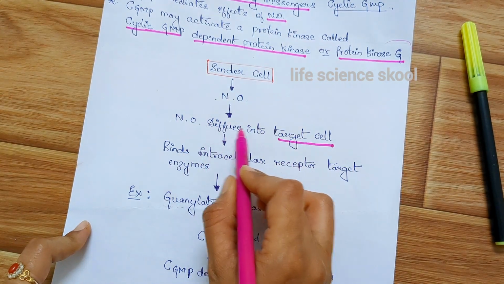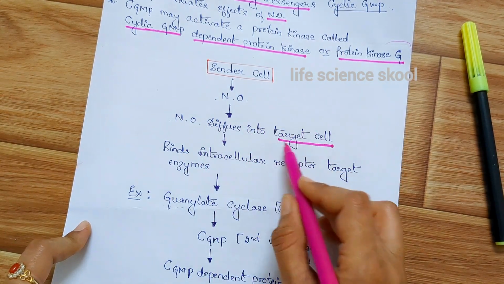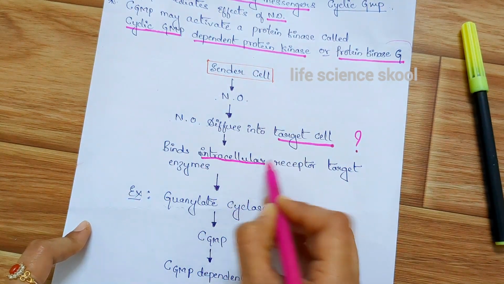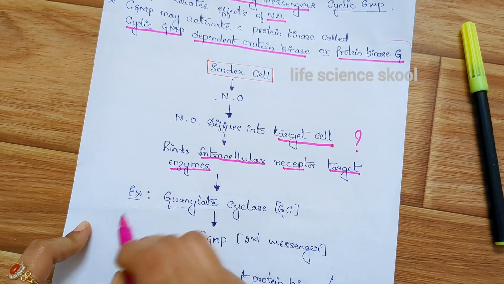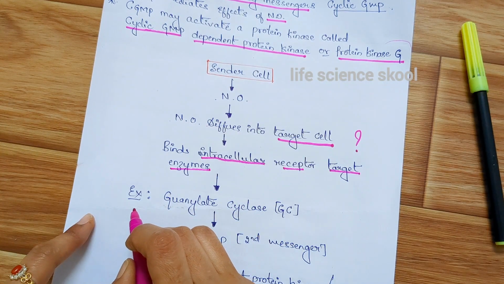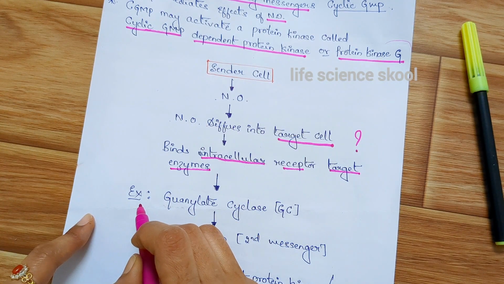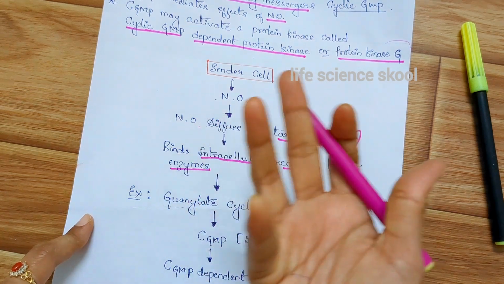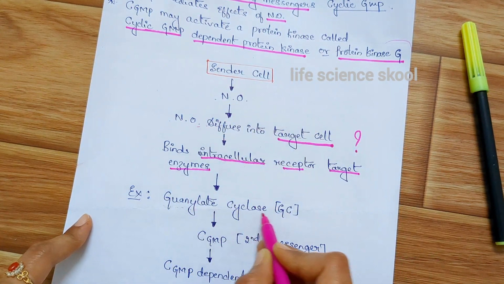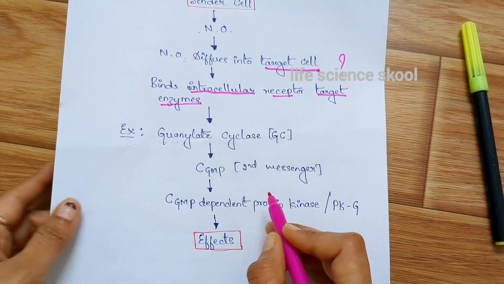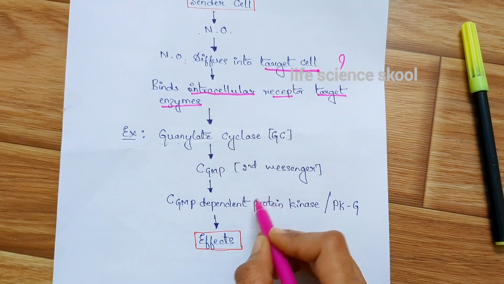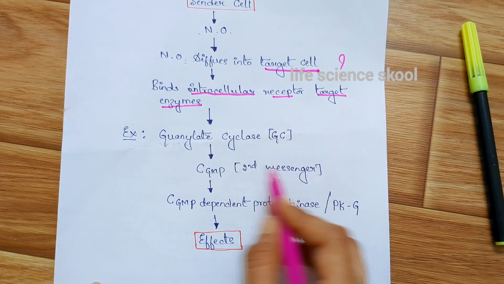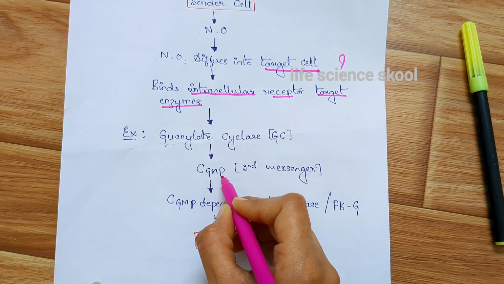So this nitric oxide diffuses into the target cell. In the target cell, it binds to the intracellular receptor target enzyme. And the intracellular receptor target enzyme of nitric oxide is what? That is guanylate cyclase, that is GC. This guanylate cyclase gets activated and produces a secondary messenger called cyclic GMP.